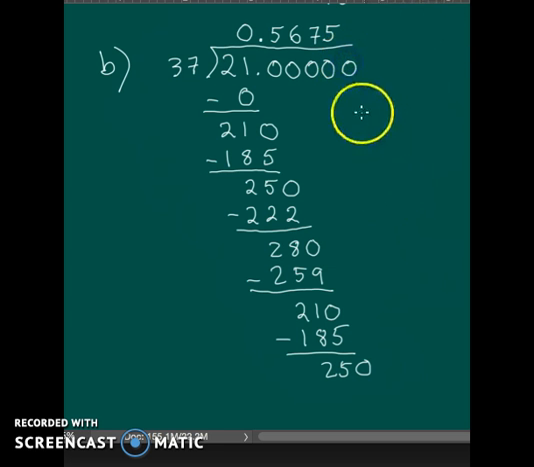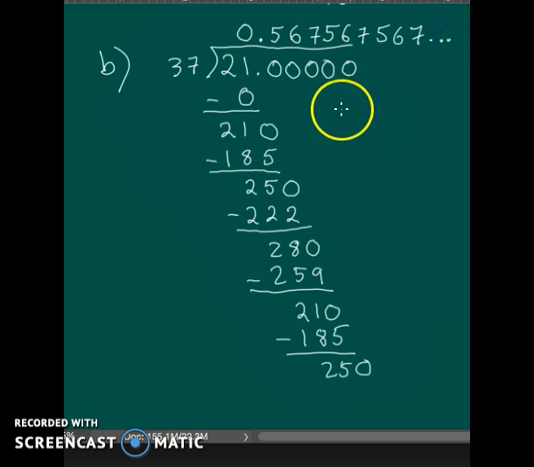And basically, you will see that pattern repeat, just like in part A. I'm going to find that 37 goes into 250 6 times, and 6 times 37 will once again be 222, I believe, and the difference will be 28, and the same thing will happen again. So you'll find that the digits 5, 6, 7 repeat. So 5, 6, 7, 5, 6, 7, 5, 6, 7 forever.